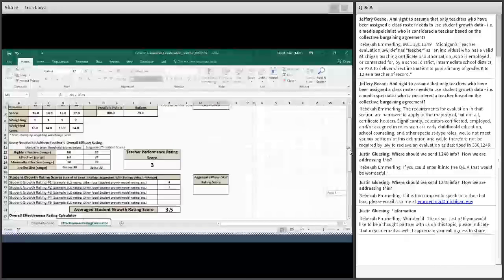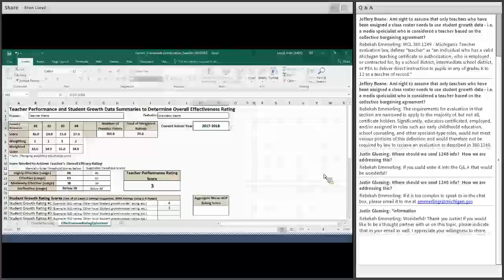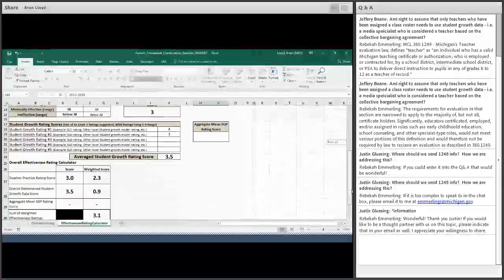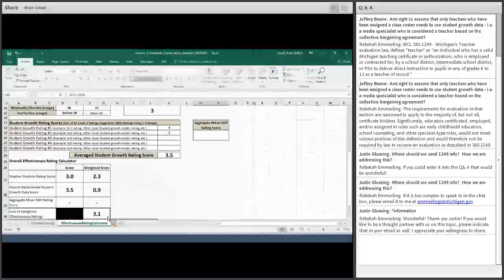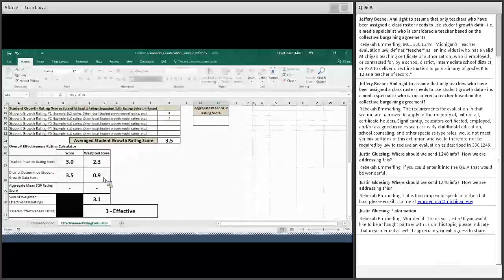But just know that using this example would provide the capability of weighting in student growth percentile rating scores to provide state assessment student growth ratings and factor that into your overall effectiveness rating score. So then down at the bottom of this resource is provided an automated calculation.